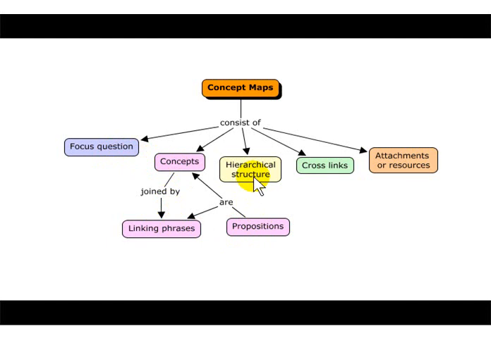Concepts are usually arranged in a hierarchical structure from more general concepts at the top of the map to more specifics lower down. Concept maps have cross-links joining different levels of the hierarchy and can have attachments or resources, which can be any electronic file format, from audio, video, to Word, Excel, and picture attachments.